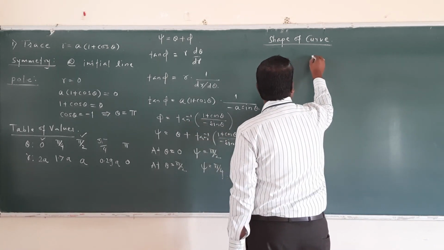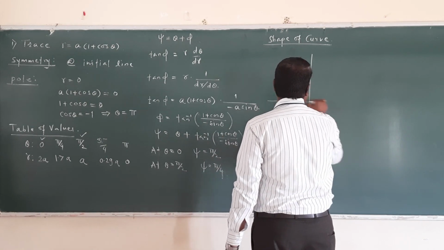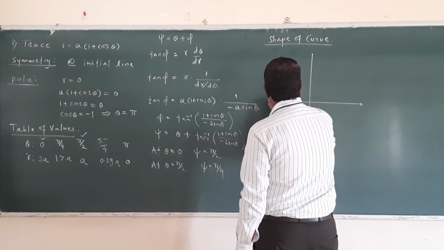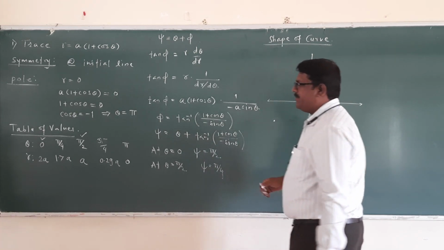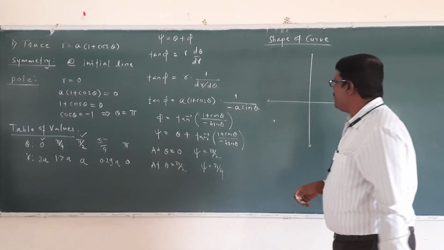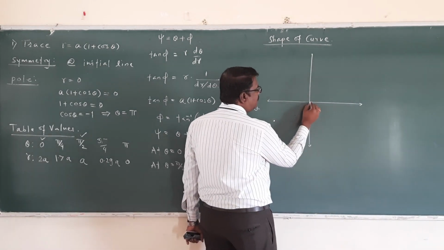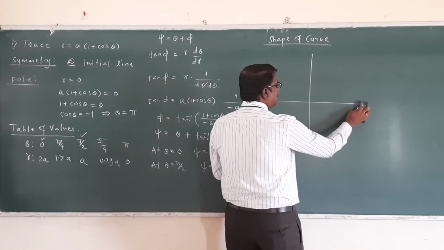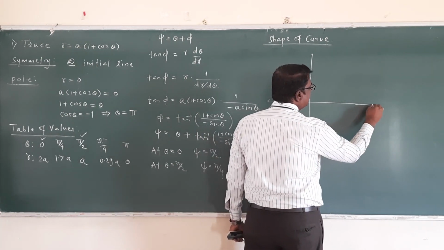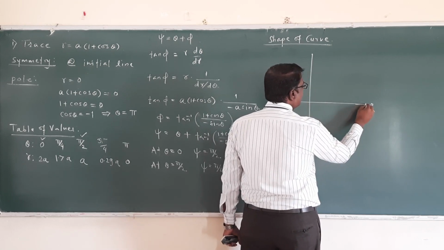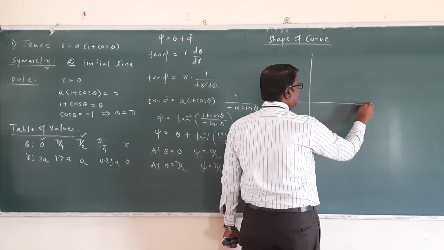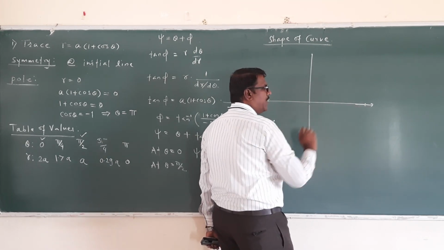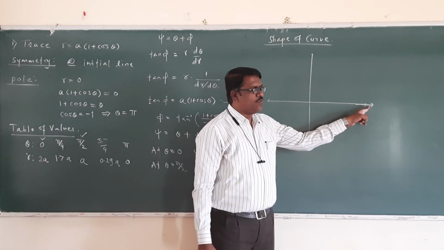So first, I will draw the initial line and pole. So this is the pole, this is the initial line. Now I will plot the points. When theta is 0, r is 2a. So theta is equal to 0 means this line, and on this line the value of r is 2a. Suppose I consider this point, the distance of this point from the pole is 2a, and it is on the line theta is equal to 0.